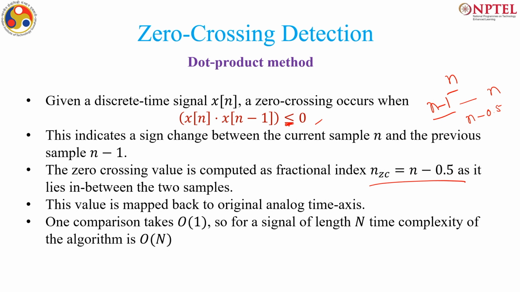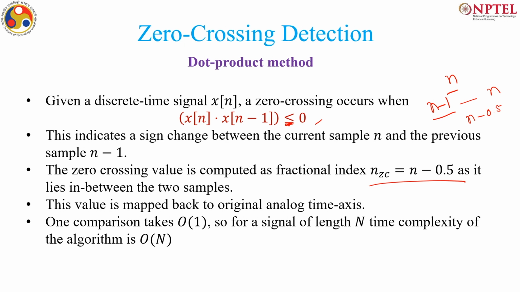Now, you might be wondering that this is not an integer value and how is it possible? Since we are mapping to analog, when we multiply with the sampling time Ts, it will make sense. Now, about the complexity of this algorithm: each comparison is a constant time operation. There will be n minus 1 such comparisons for a signal of length n, because we are comparing successive samples. Hence we can say the complexity of this algorithm is O of n.